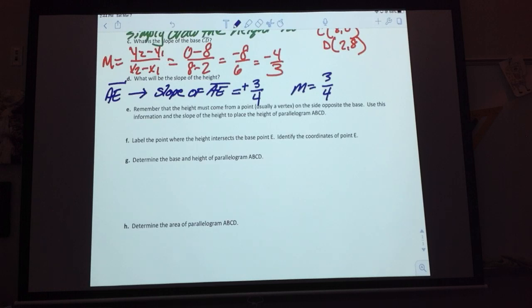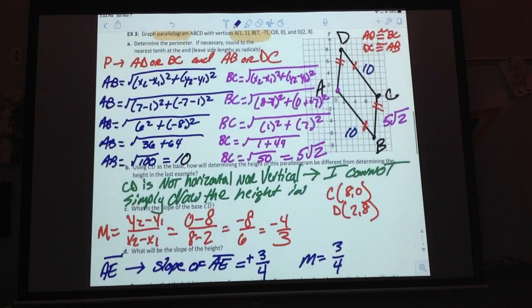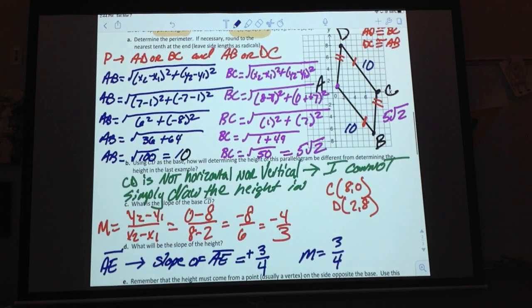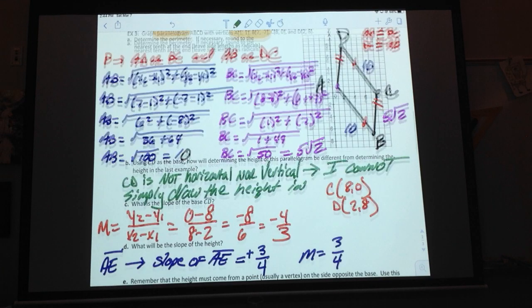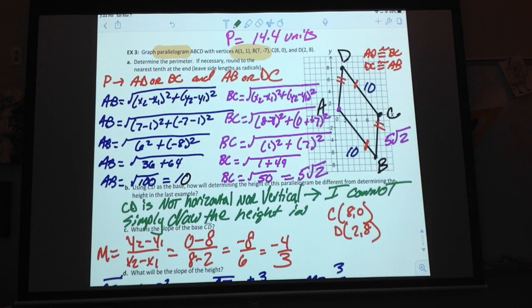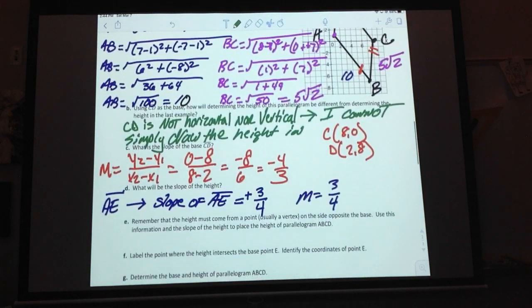All right. So remember that the height must come from a point, usually a vertex, which we've already talked about. We're going to come out of vertex A on the side opposite of the base. Use this information and the slope of the height to plot the height of the parallelogram. We're going to do that right now. So I know that my slope is 3 over 4. I'm going to do this in a color that you can see, because I've got a lot of color going up here. So I'm going to be in green. I know the slope that I'm going to go up is up 3 and to the right 4.